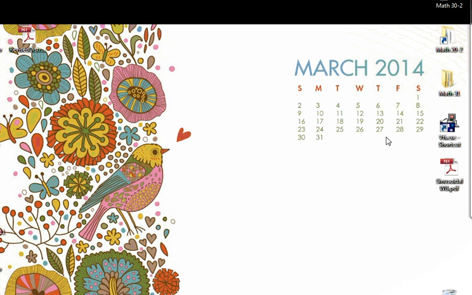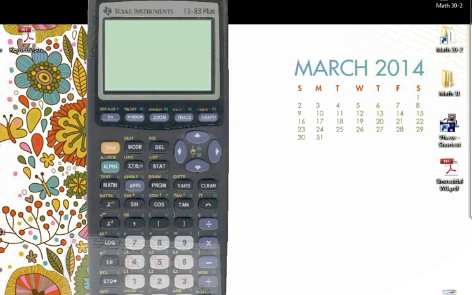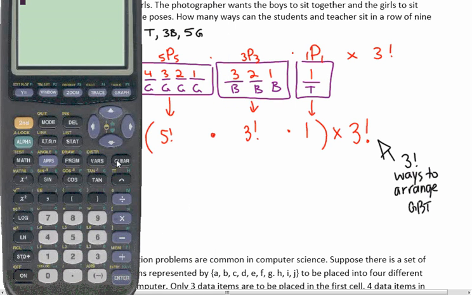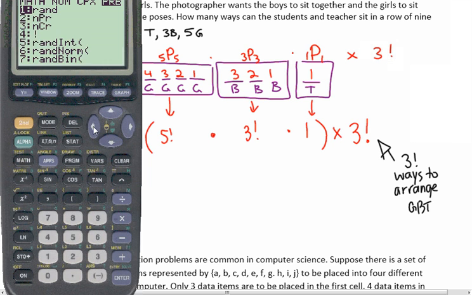Grabbing your calculator, let's see here. Okay. Math, left arrow, 4 factorial times 3 factorial. Now 1 factorial, 1 is 1, so you don't have to enter that, times 3 factorial gives us a total of 4,320 arrangements.